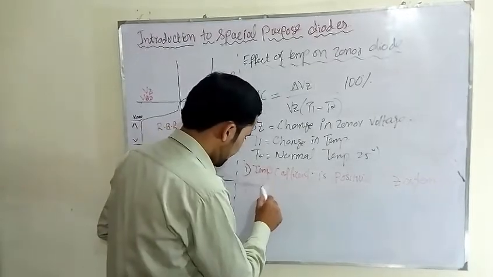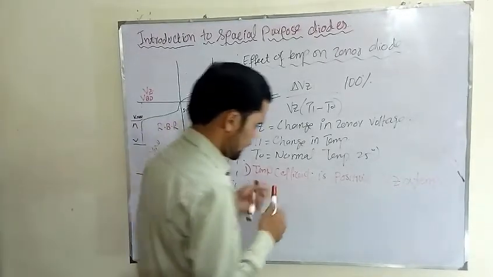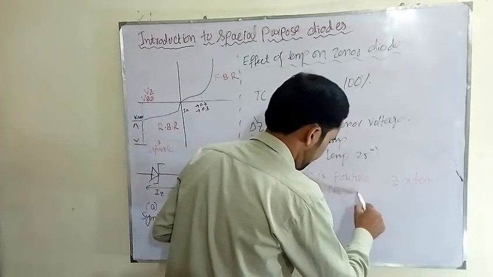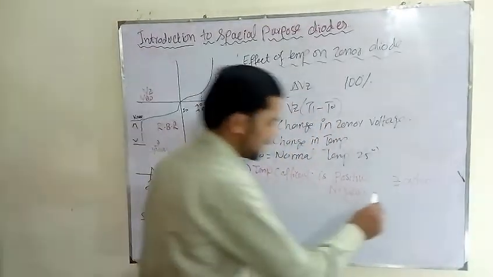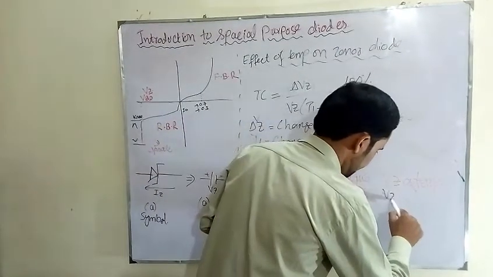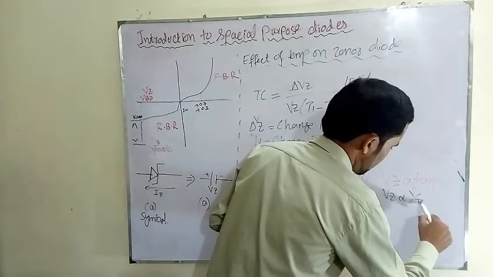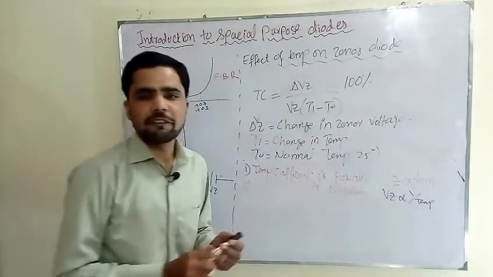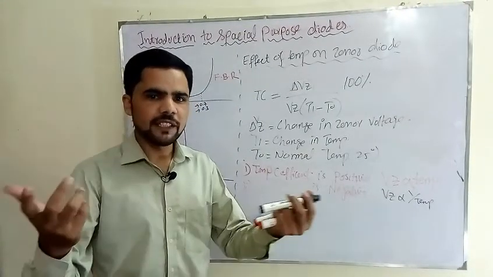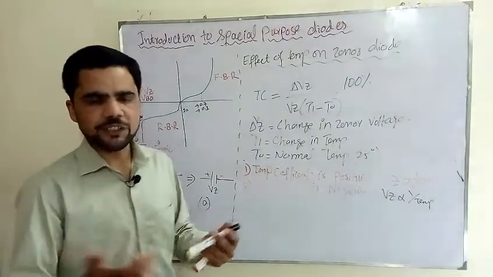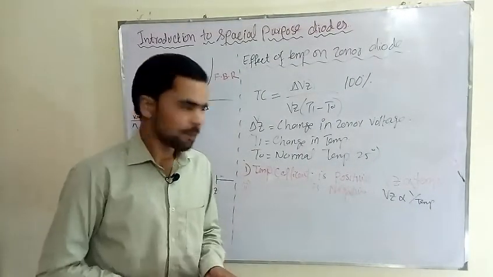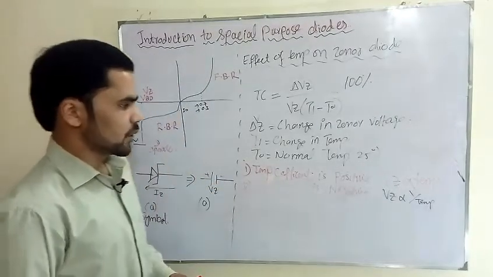Second, if the temperature coefficient is negative, then Vz is inversely proportional to temperature. It means when temperature increases, Zener voltage decreases, and when temperature decreases, Zener voltage increases. Inversely proportional, an inverse relation. So there are two basic possibilities.